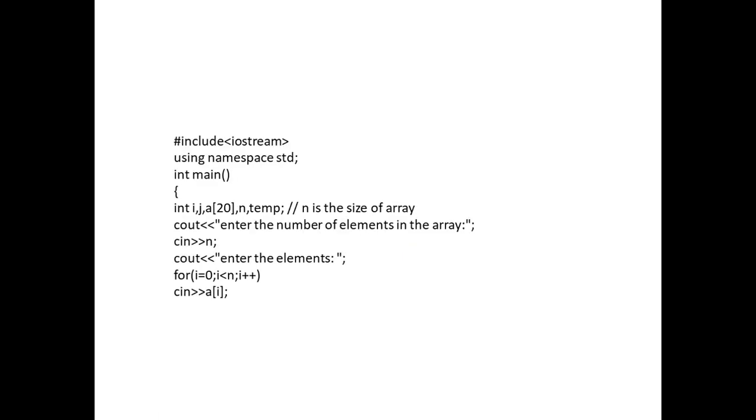So this is the program, and here we have declared the I loop, the J loop, and this is our array, which will contain the number of elements to be stored so that we can sort it, right? And here, first of all, enter the number of elements in the array. If we have to store 10 elements, we have to give this 10, right? For that, cin N and cout enter the elements.